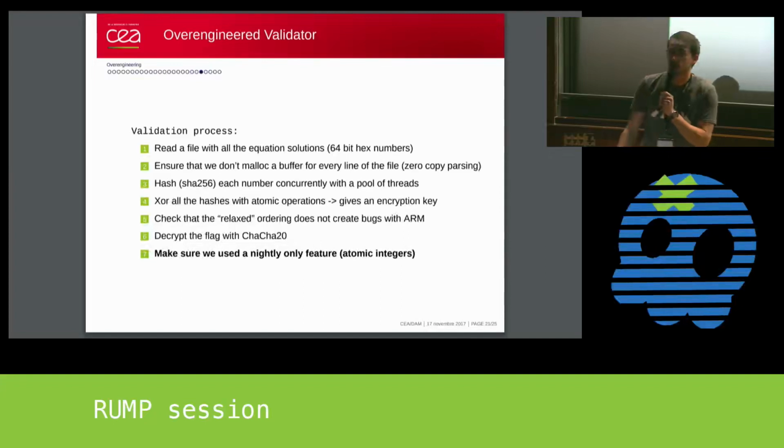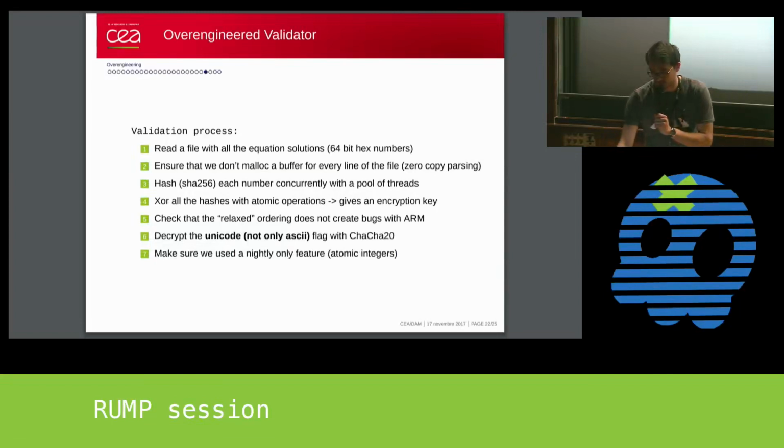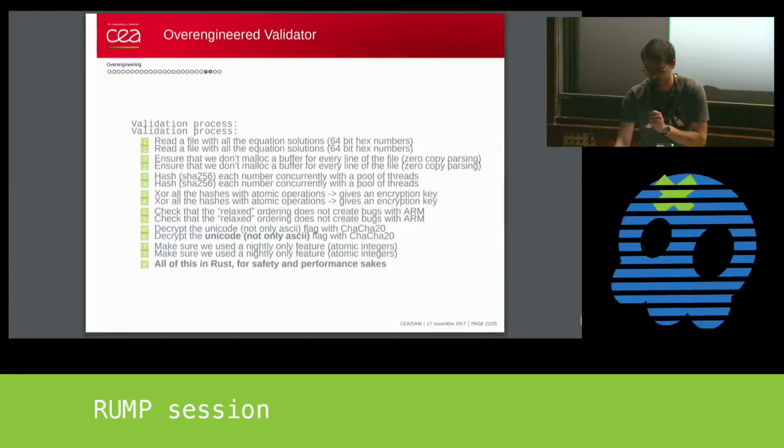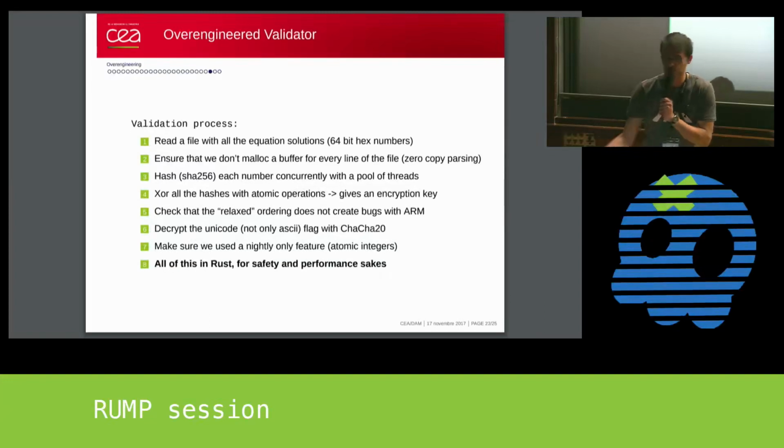And then we thought that it was nice to use nightly features of the language. So we forced the use of the nightly compiler of Rust. Either you had to download this nightly compiler, or understand the code and recode it manually. And then the final flag wasn't only ASCII. And of course, we did this in Rust for safety and performance sake.